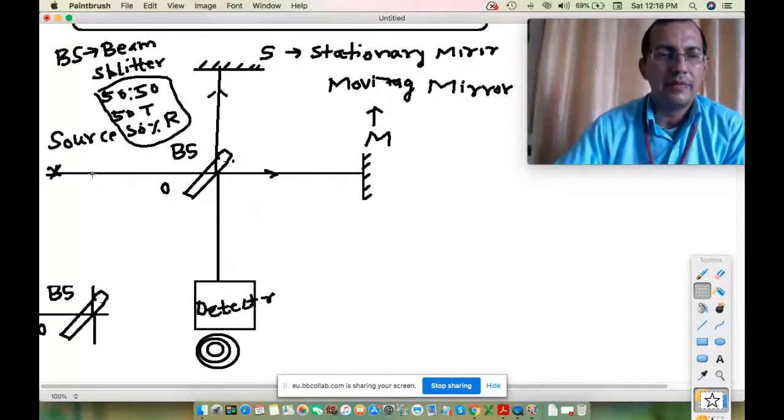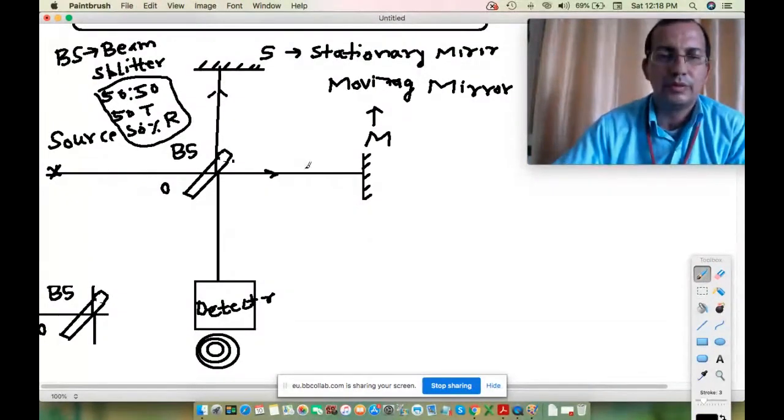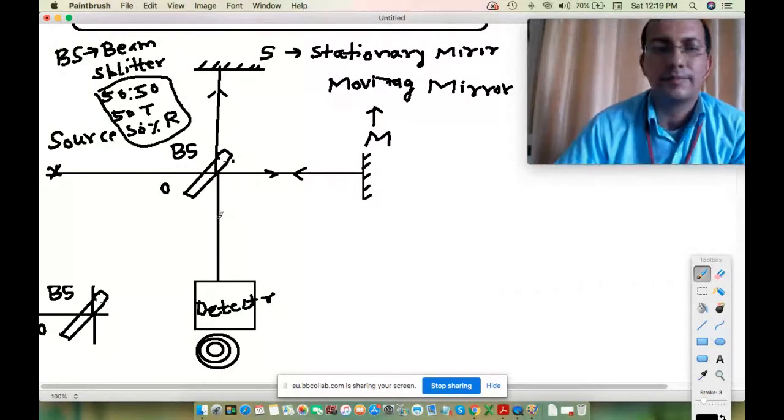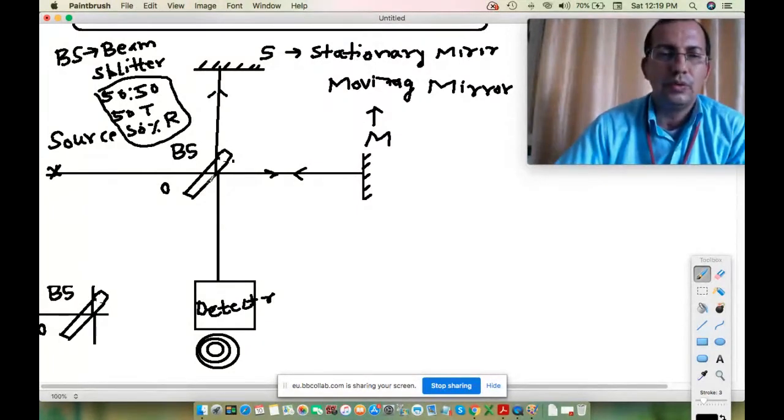First of all, when this ray of light goes to the movable mirror, what will happen? It goes through once when it enters from here, and then it is reflected back from here. So it is reflected back in this case, and then it goes to the detector. So this ray of light has crossed the beam splitter only once.